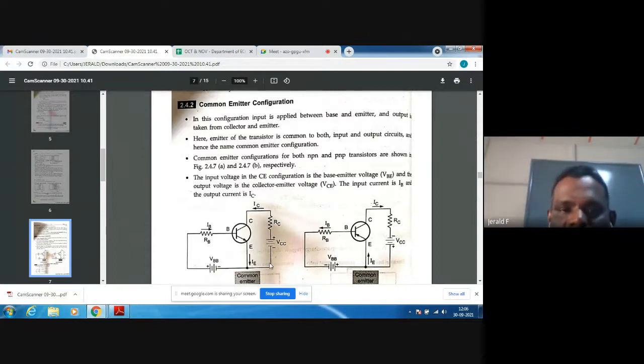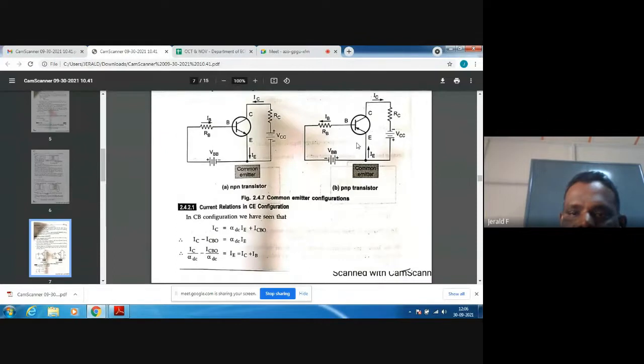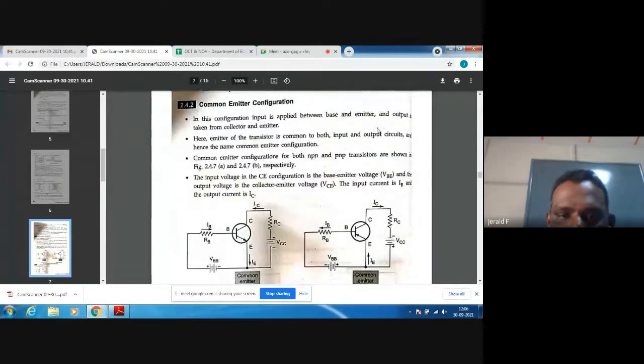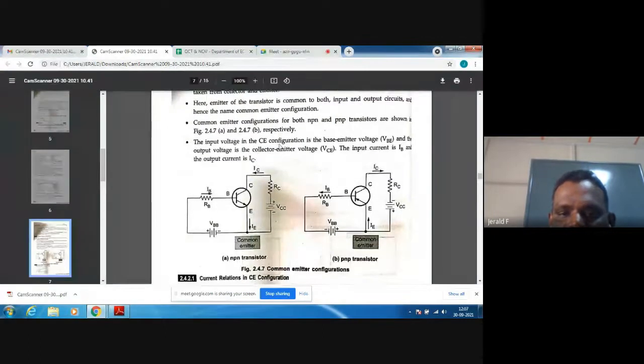So first of all, input is applied to the base emitter, and output is taken from the collector. This is for the input, and this one is the output. Whether NPN or PNP, the current enters into the junction; this is the input side, this is the output side. Next, the emitter of this transistor is common to both input and output circuits, hence the name common emitter. The input voltage in the common emitter is the base emitter voltage. What is that?